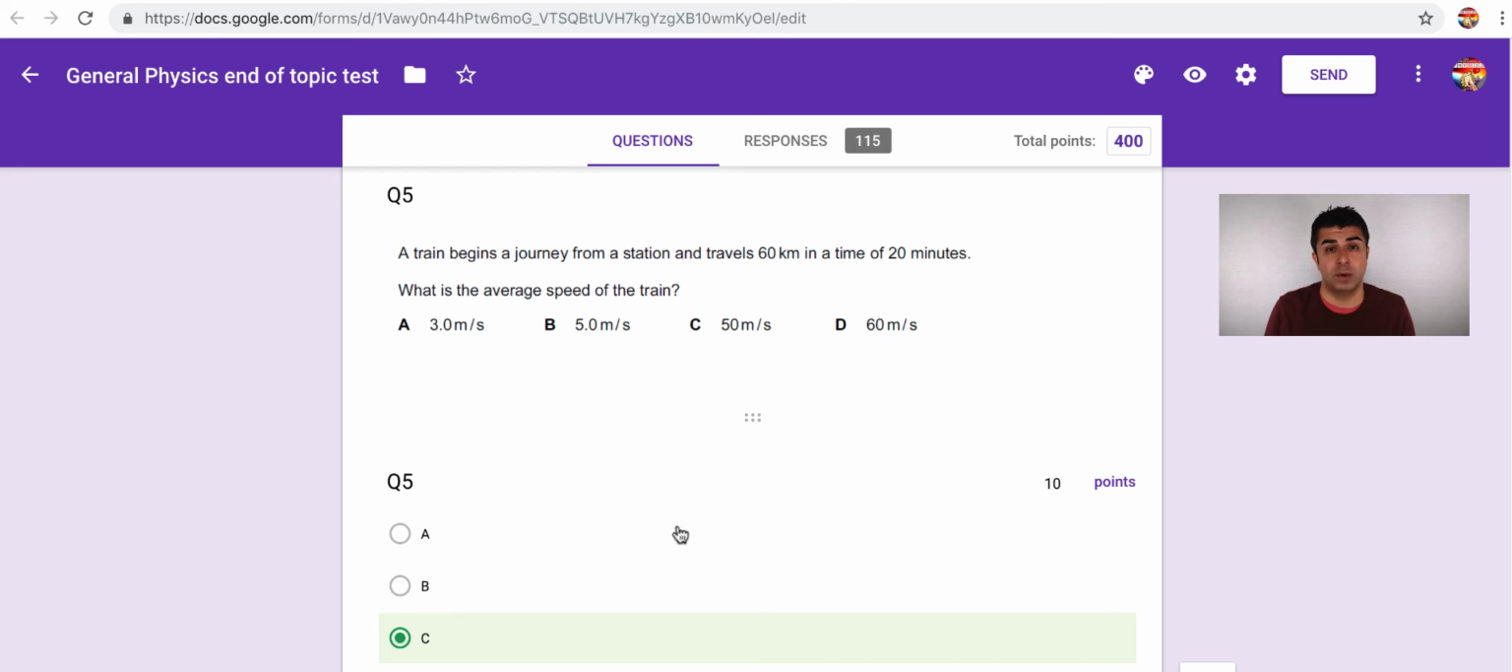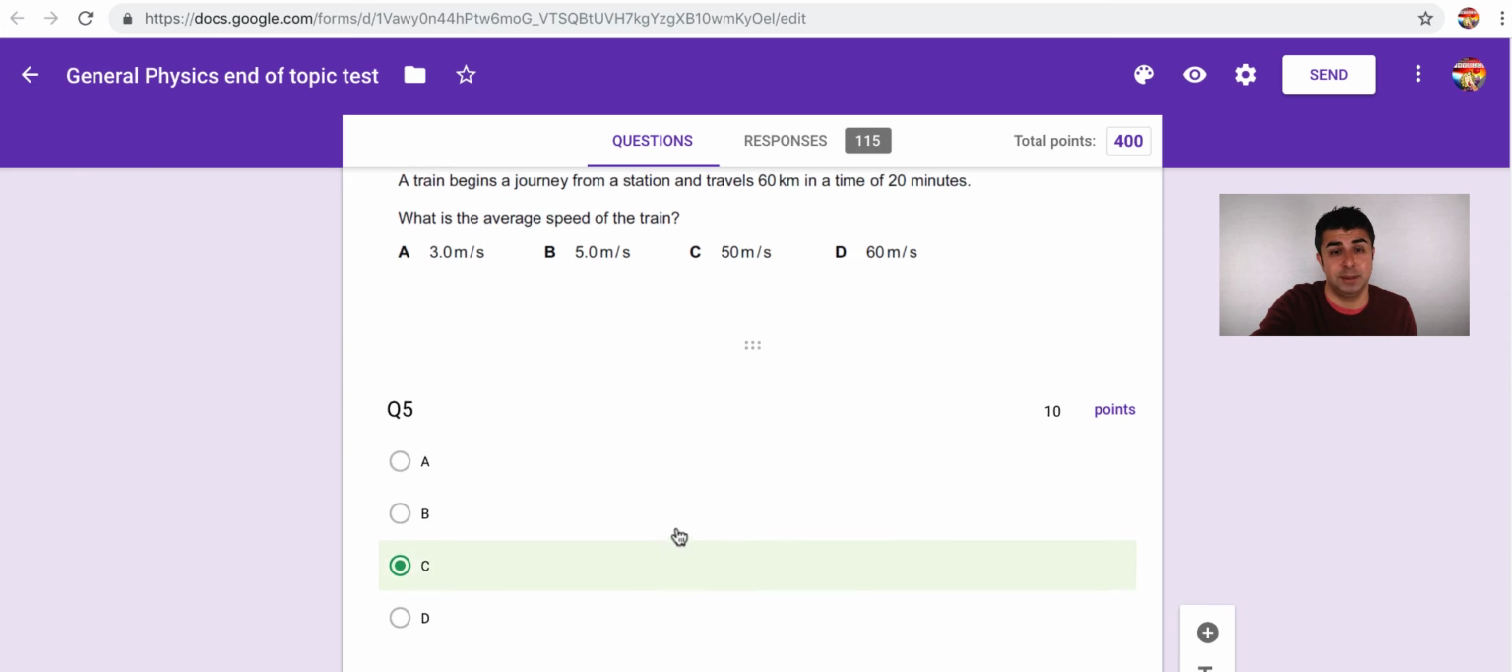60 times 1000, because there is 1000 meters in a kilometer. And then 20 minutes times 60 seconds to change the time into seconds. And then if we do speed equals distance divided by time, you should get 50 meters per second. The answer is C.